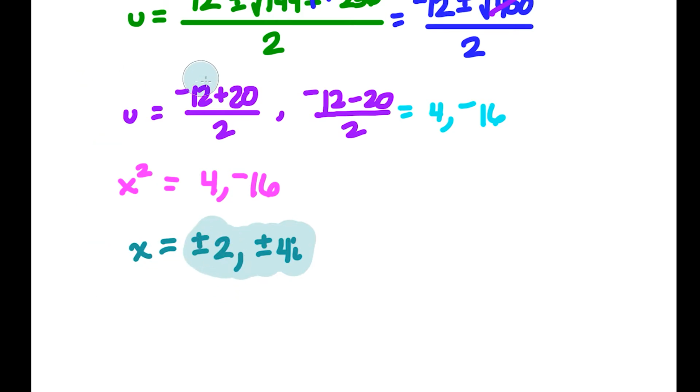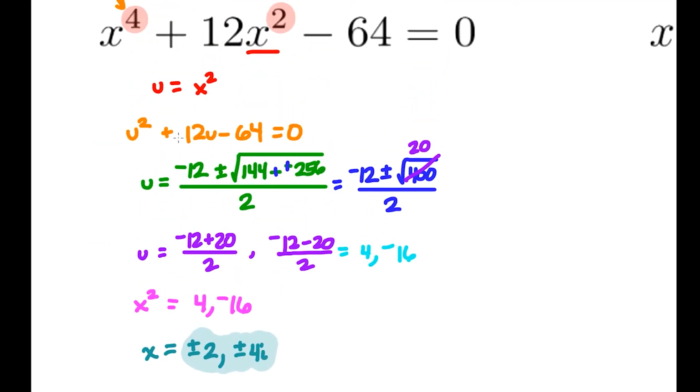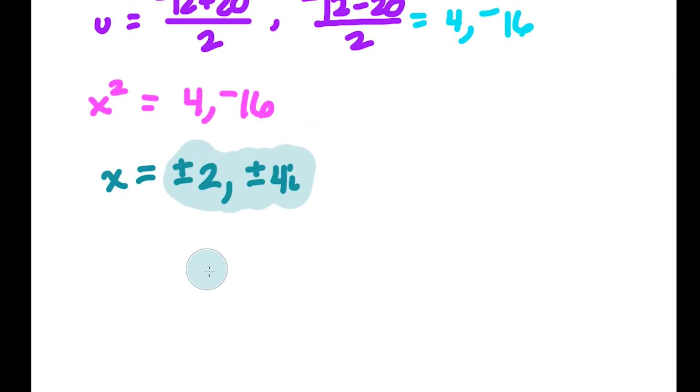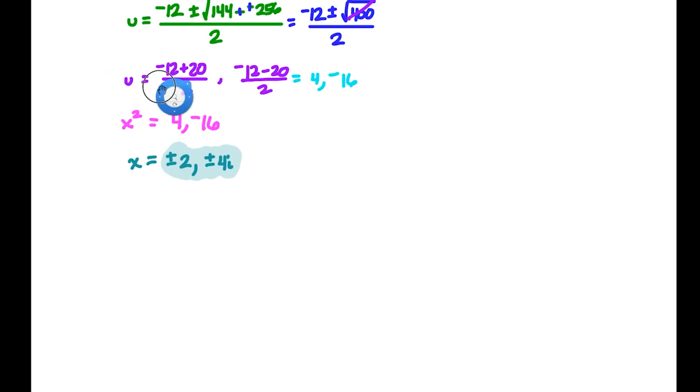Now, if you notice, the polynomial has a degree of 4 because it's x to the 4th. And if you notice our answers, there are 4 of them because there's positive 2, negative 2, positive 4i, and negative 4i. So that actually shows that we have the right number of solutions.